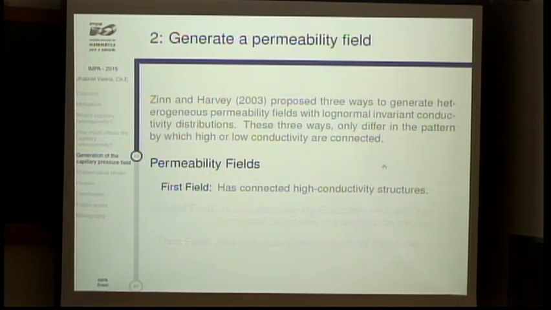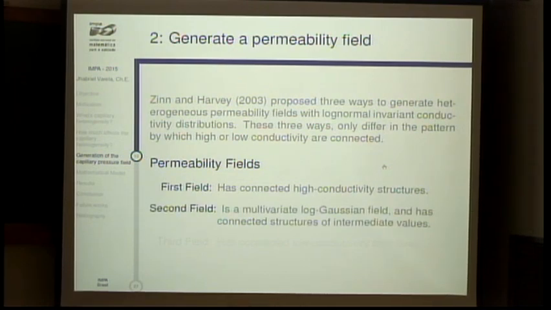Okay, so basically we have three kinds of permeability fields. The first field has connected high conductivity structures. The second field is a multivariate log Gaussian field and has connected structures of intermediate values. And the third field has connected low conductivity structures. Okay, so I'm going to use these three fields in order to compare them, including the capillary heterogeneity phenomena.